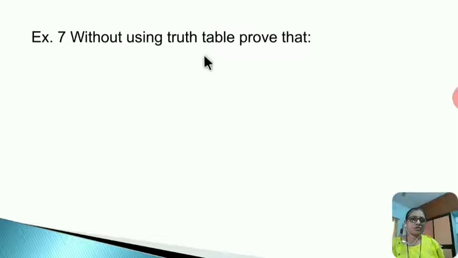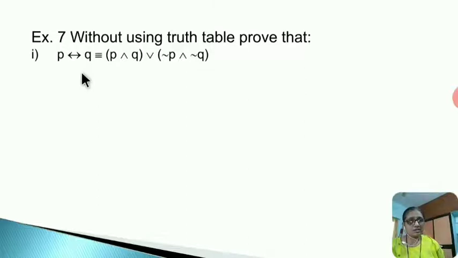Okay. Now next example: without using truth table, prove that P double implies Q is logically equivalent to P and Q or negation P and negation Q. We have to prove this logical equivalence without using truth table. How can we prove logical equivalence using truth table? We studied that in the last lecture. Now here we see how we can prove this without using truth table.